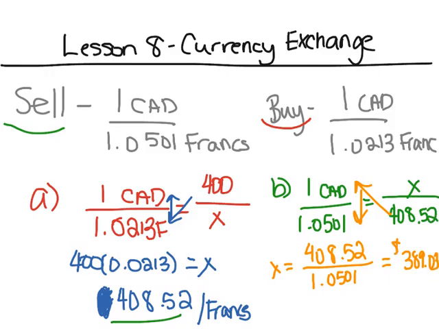Now we want to figure out how much she lost. Because she started with 400 and she ended up with 389.03, she ended up losing $10.97, so about $11. That's how much the bank would have made on that exchange. So be careful when it says buying and selling. Buying always means that you're buying. Selling means you're selling it to the bank.